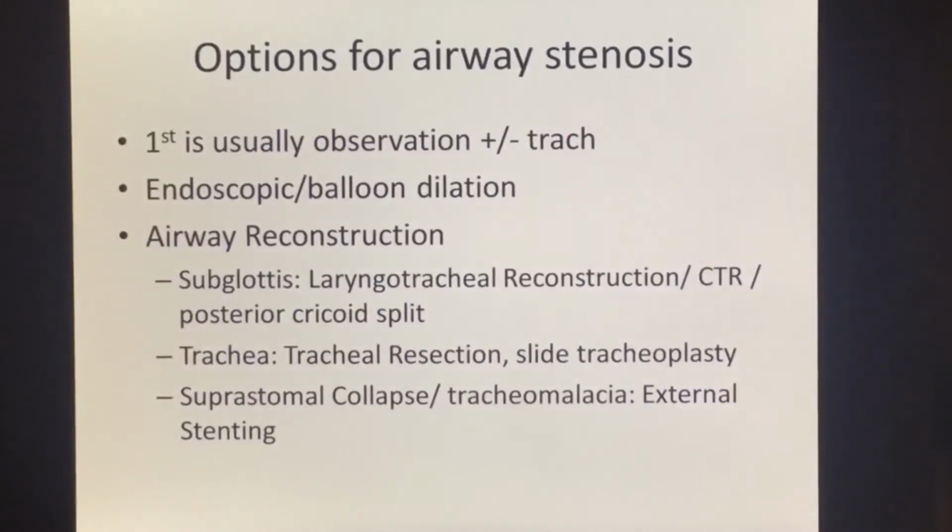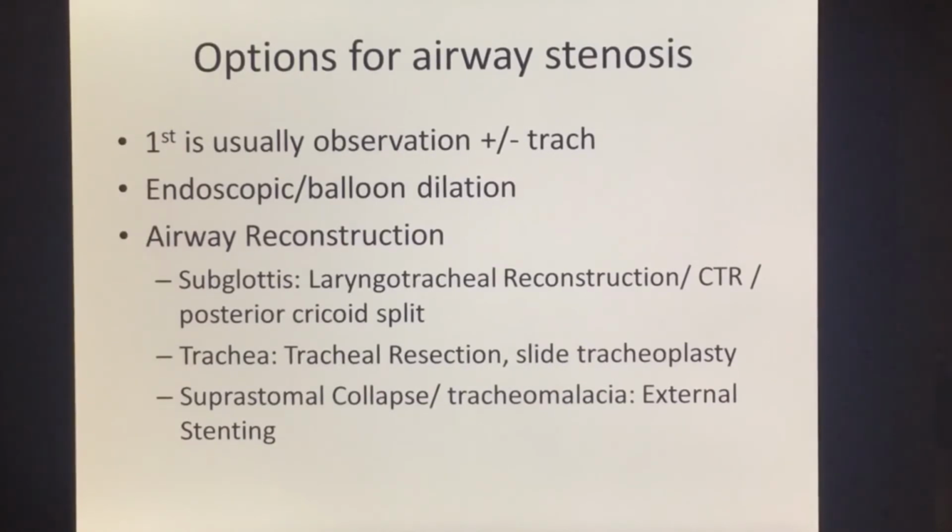So there are conservative options for airway stenosis that are not the focus of this talk. This would be observation with tracheostomy or endoscopic interventions or balloon dilation. We will discuss options for surgical reconstruction based on the level at which the narrowing happens.